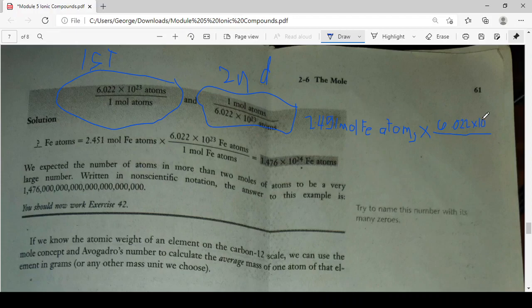Again, this is your scientific notation, okay? 23, what is our unit here? Your Fe atoms. Okay, again, for every 1 mole we have 6.022 times 10 raised to the power of 23 Fe atoms.